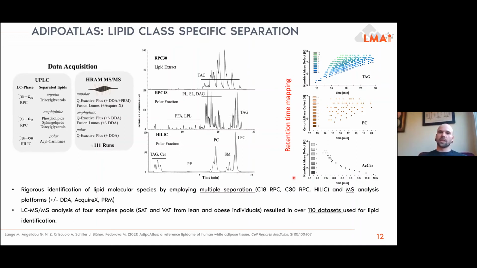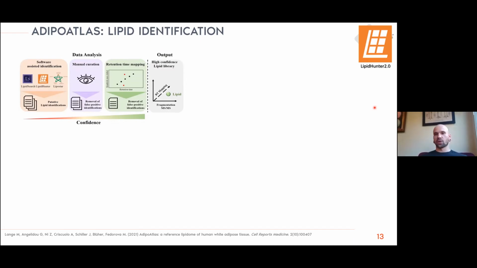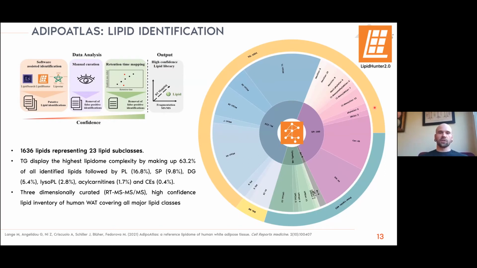X-axis is the retention time and the Y-axis is the Kendrick mass defect, which is a measure for the structure of a lipid. And you can see here if lipids of a similar structural feature follow a linear trend, that means they follow the expected retention time structure relationship. Everything that falls out of it, we exclude as false positive. So this rigorous identification actually enabled us to be highly confident about our identification processes here. And not only that, but we also curated manually all of these identifications to be extremely confident about their identity. And this is what we came up with.